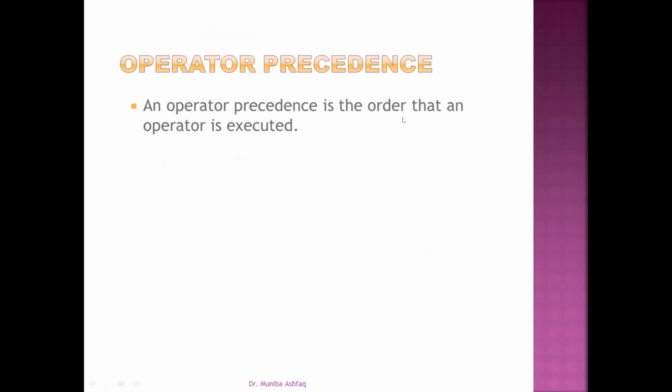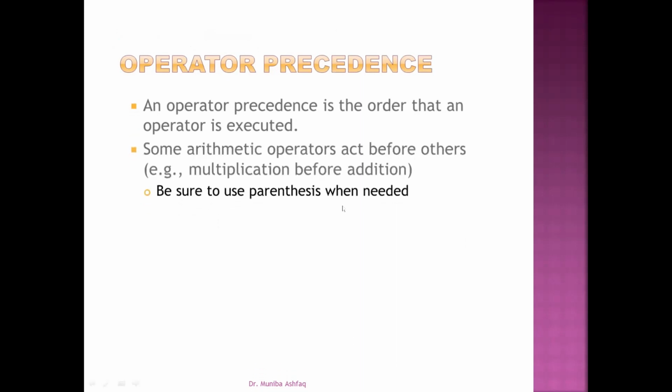Operator precedence is the order in which operators are executed. So there is a list containing the operators with high precedence, and then the low precedence, and the level decreases going down. So it has to take care of this list, and it executes the operator which has high precedence. Some arithmetic operators act before others, for example, multiplication before addition. According to operator precedence, multiplication has higher precedence compared to addition.